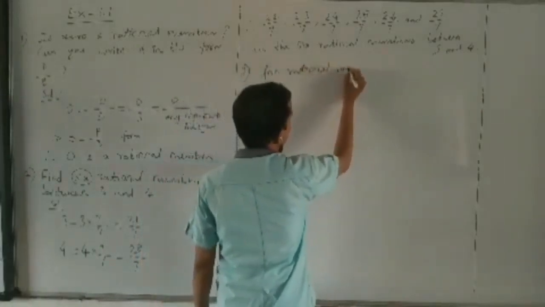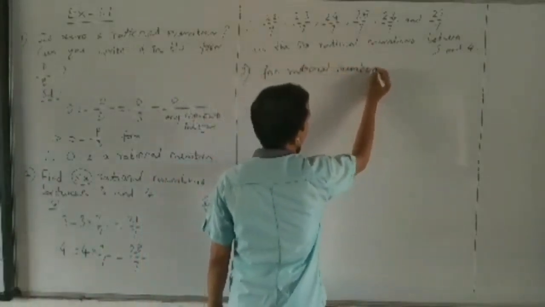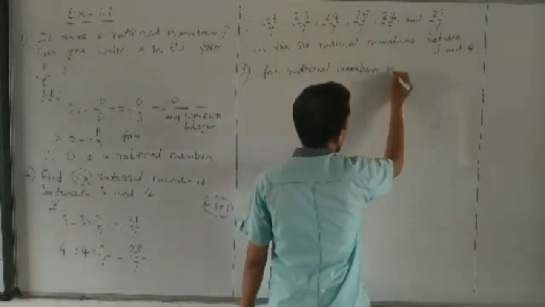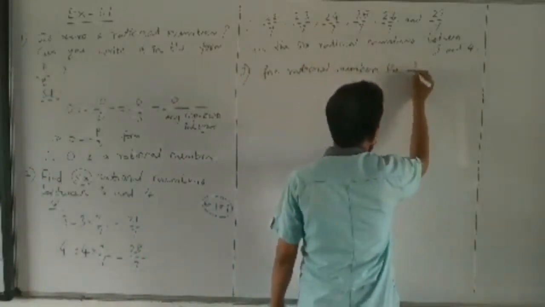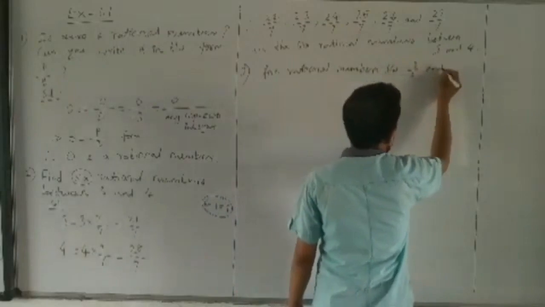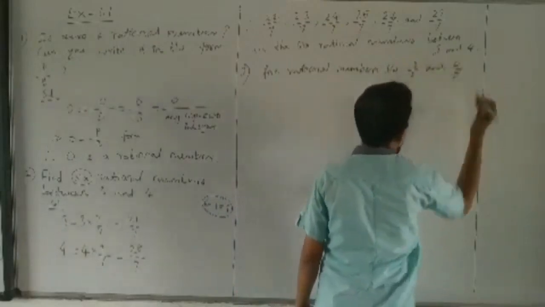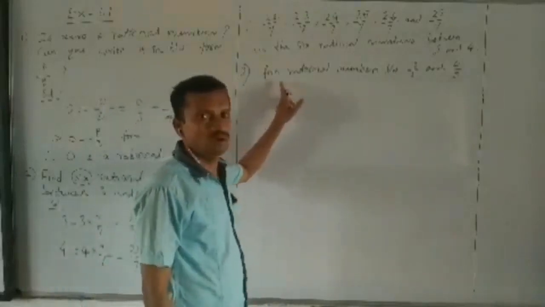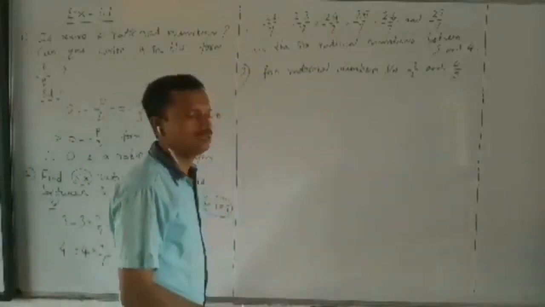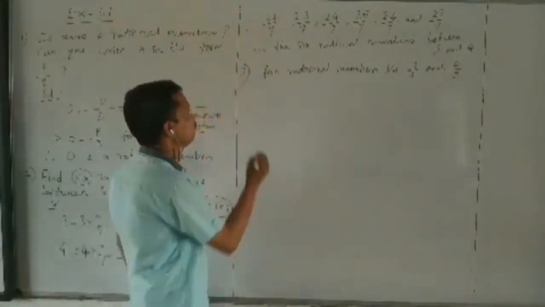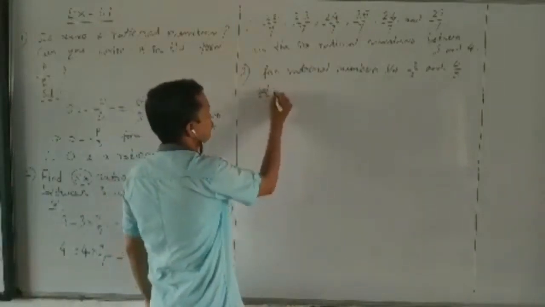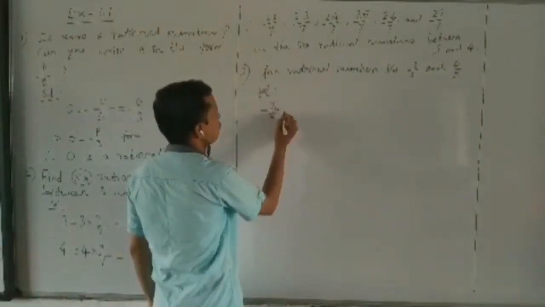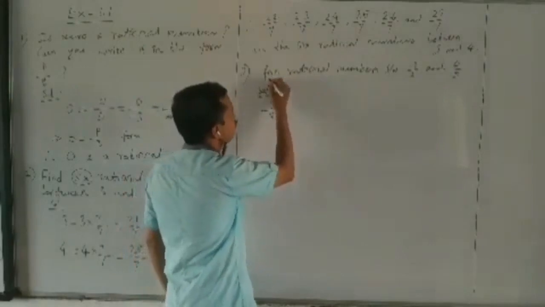Rational numbers between 3 by 5 and 4 by 5. So this is the question. We have to find 5 rational numbers between 3 by 5 and 4 by 5. So solution. 3 by 5. How many rational numbers? 5.